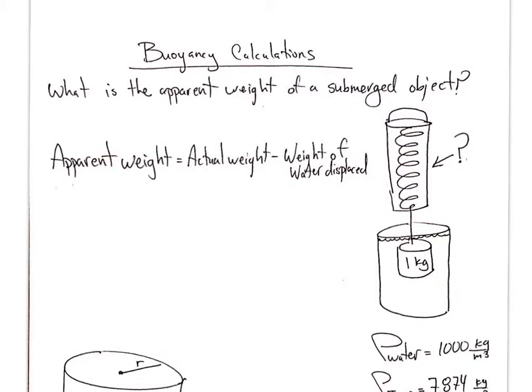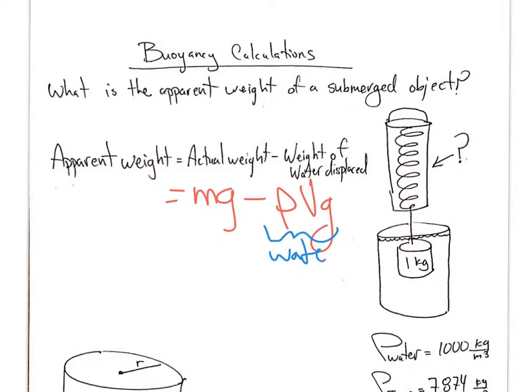So this would be a good formula to write. Apparent weight equals actual weight minus buoyant force. If we assign some variables, our actual weight is mg, and then the weight of water displaced is rho v g, for water. I'll write that, water, and this is our object. Alright, so that's apparent weight.